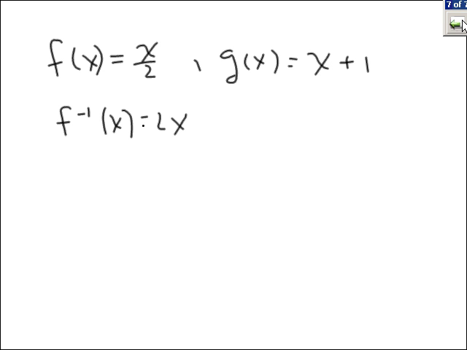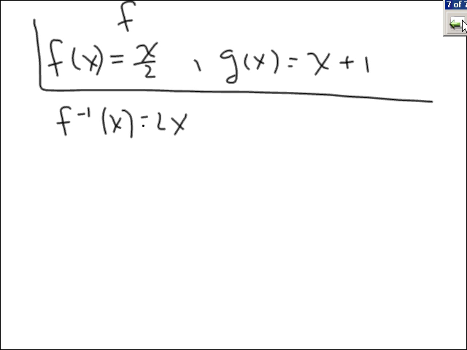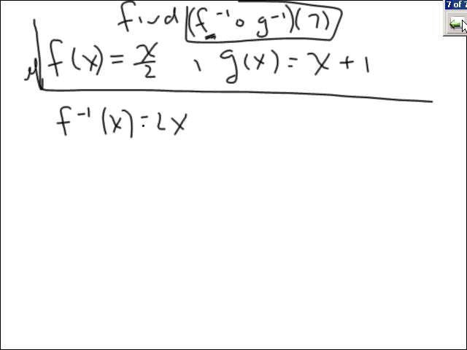Okay, so let me hold up a moment. You're given that, and you're asked to find f inverse of g inverse of 7. That's what you're asked to find, if f of x equals x over 2 and g of x equals x plus 1. Well, before you can calculate this, you need to know f inverse and g inverse.